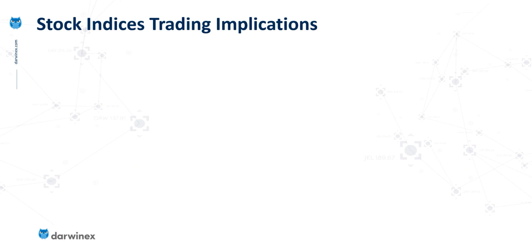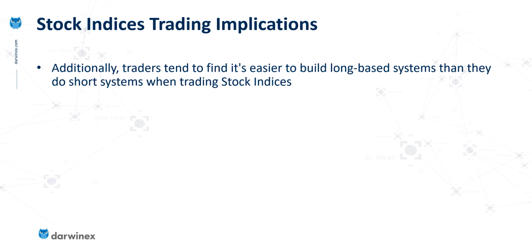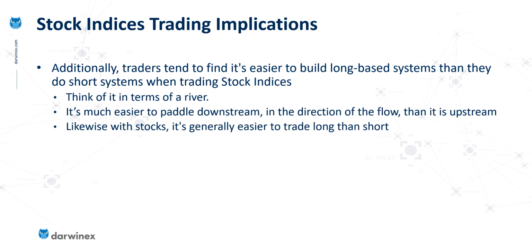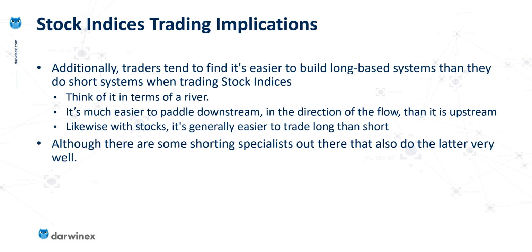Another consideration, of course, is that traders will find it easier to build long-based systems than short-based systems when they're trading indices in this way. And it's fairly easy to understand why. It's just like a river. If you were paddling downstream in the direction of the flow, it would be much easier than if you were trying to paddle upstream against the flow. And it's exactly the same for stock indices. Although, I do know that there are shorting specialists who excel in shorting the stock markets. So it is possible, it's just harder.